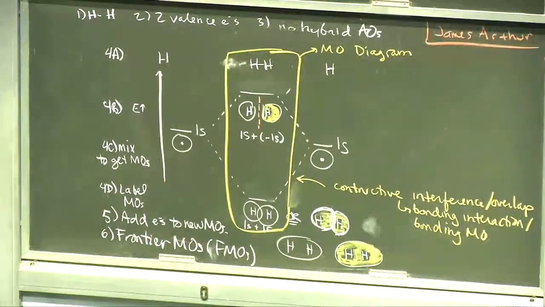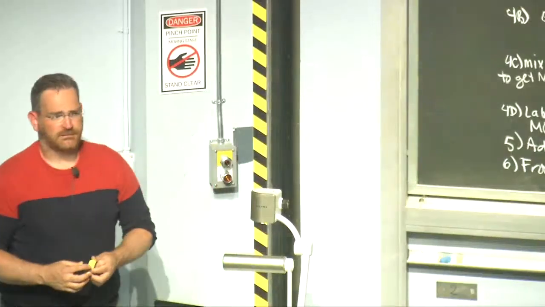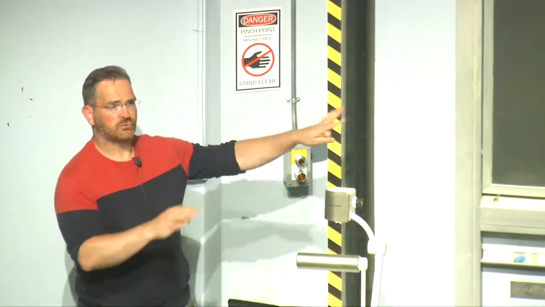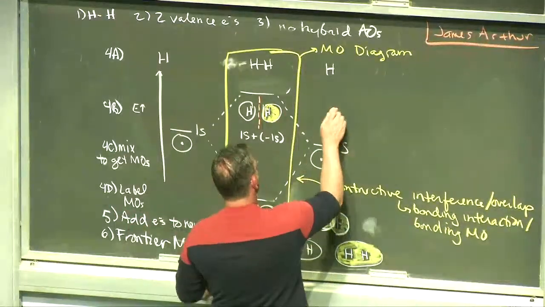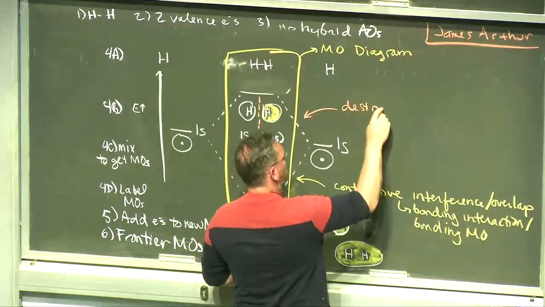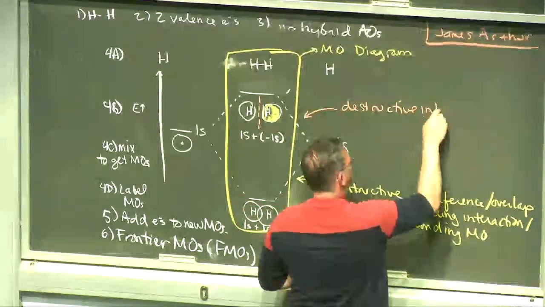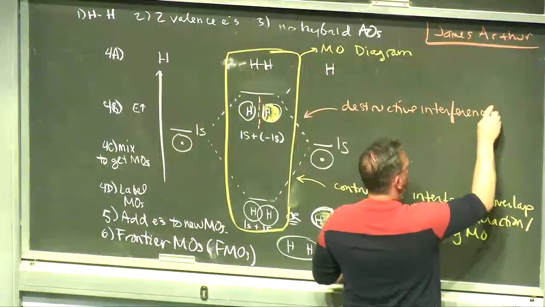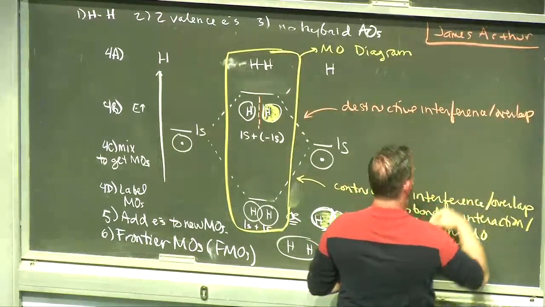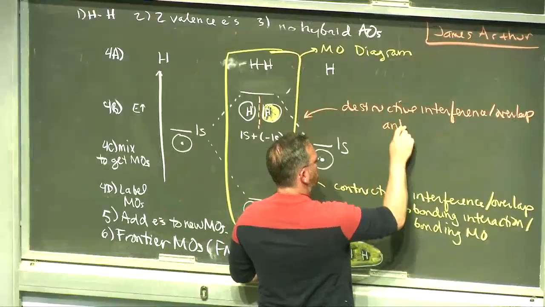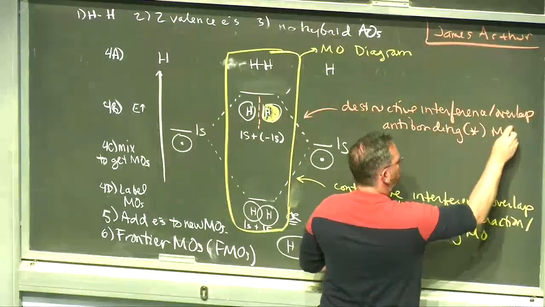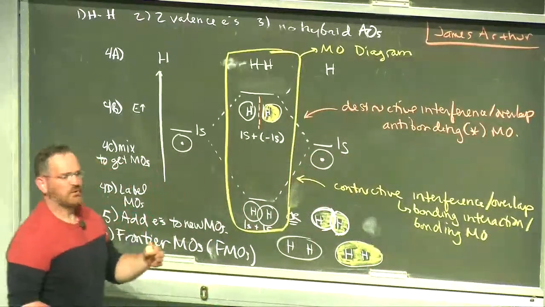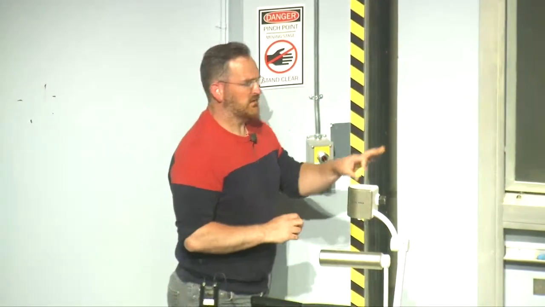If we're going to do that, we also have to do this destructively. You're not allowed to destroy energy from the universe. You can only change its form. So if we do constructive interference, we also have to do destructive interference, or overlap. This is giving us an anti-bonding interaction. And the way that we denote anti-bonding is with an asterisk. We use an asterisk to say anti-bonding.